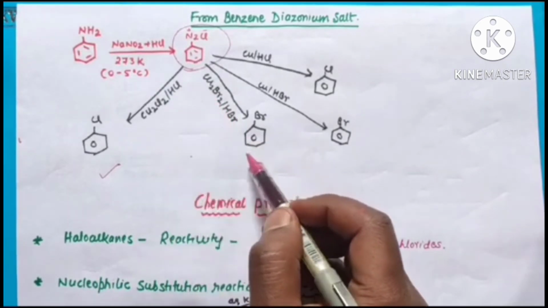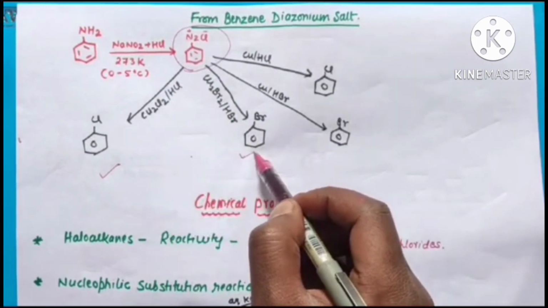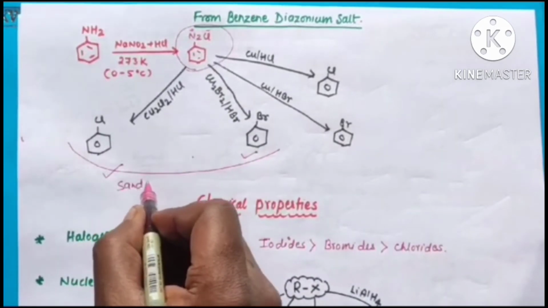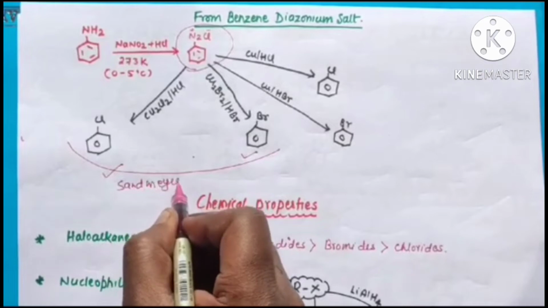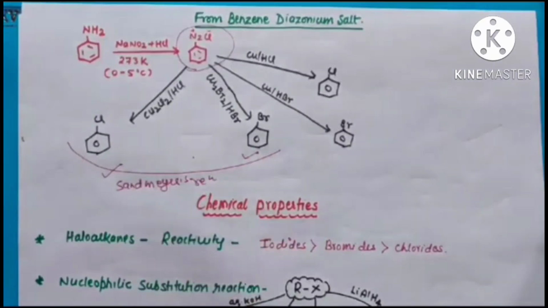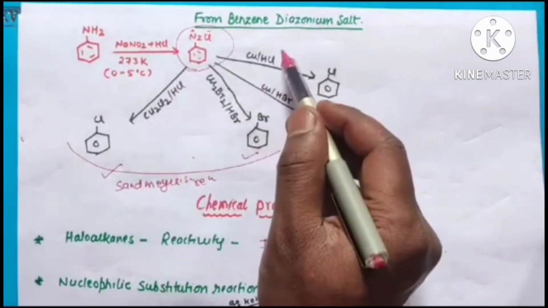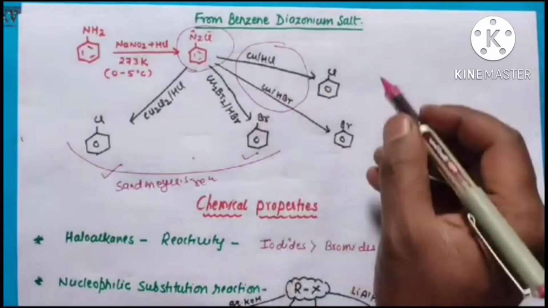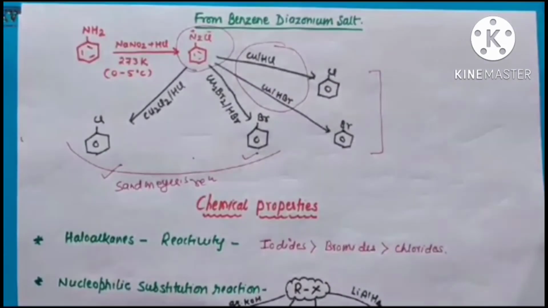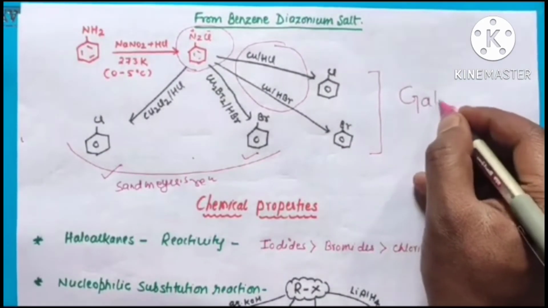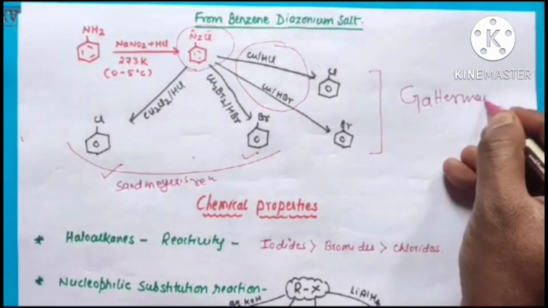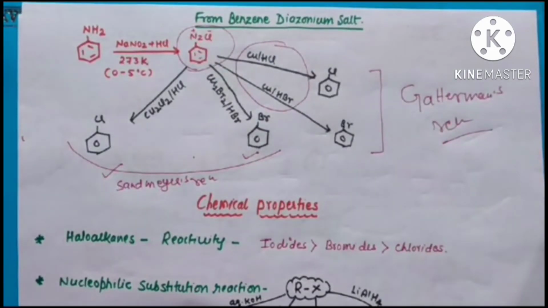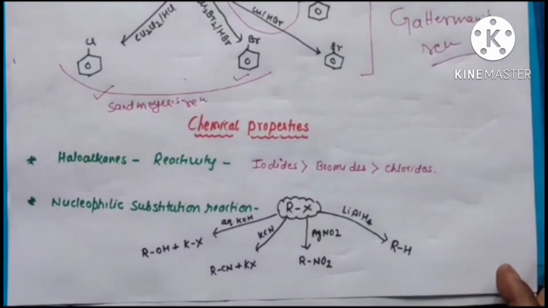Cu2Br2 plus HBr, it is formed bromobenzene. So these two reactions are known as Sandmeyer's reaction. If in place of this reagent, if you are going to simply use Cu/HCl or Cu/HBr, so chlorobenzene and bromobenzene will be formed, and this reaction is known as Gattermann's reaction. Okay, very simple reaction. Okay, now come on to the next, some chemical properties.